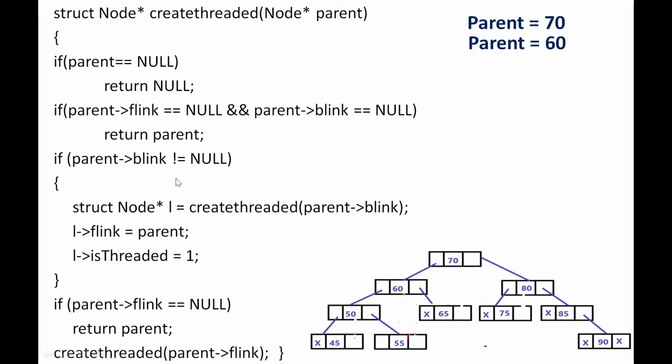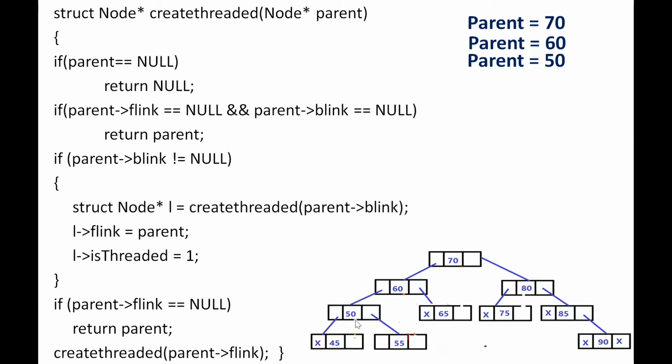So for the current node also, it will come to the third condition: if parent of b link not equal to null, and that is true for node 60 also. So for that also it will get into a recursive call, create threaded parent of b link. Now b link is 50. The current parent is 60, and so a recursive call is made for node 50 also. So the current parent becomes 50.